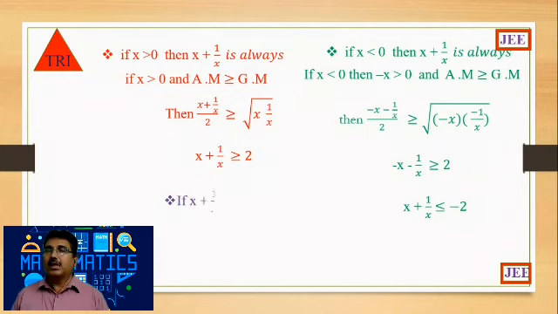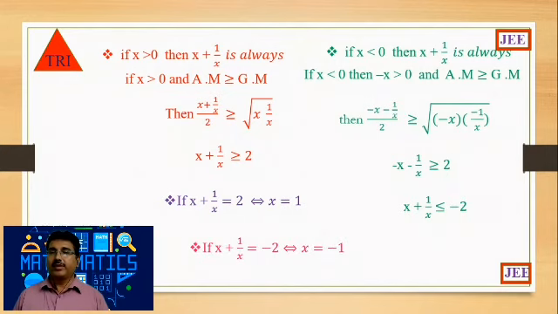Now, if x plus 1 by x equal to 2, what is the value of x? Equal to 2 if and only if x equal to 1. If x plus 1 by x equal to minus 2, then the value of x is minus 1. Right.